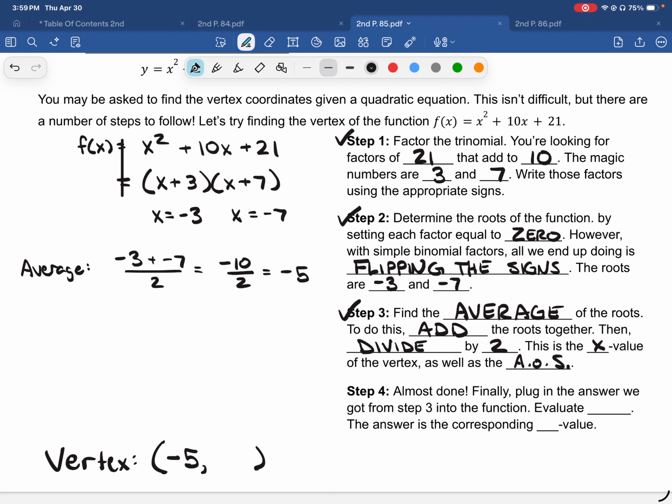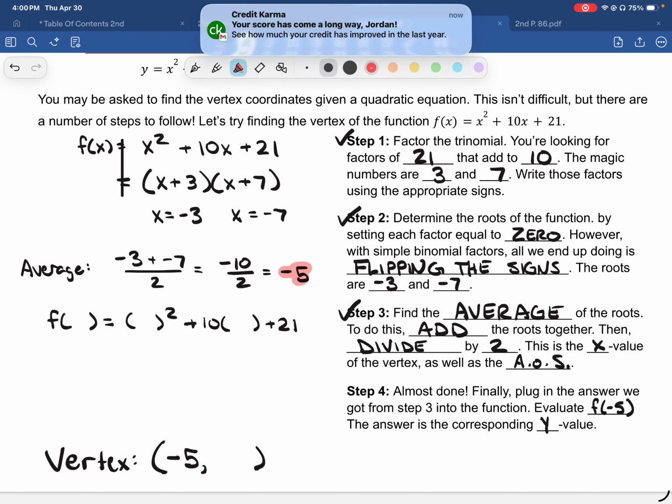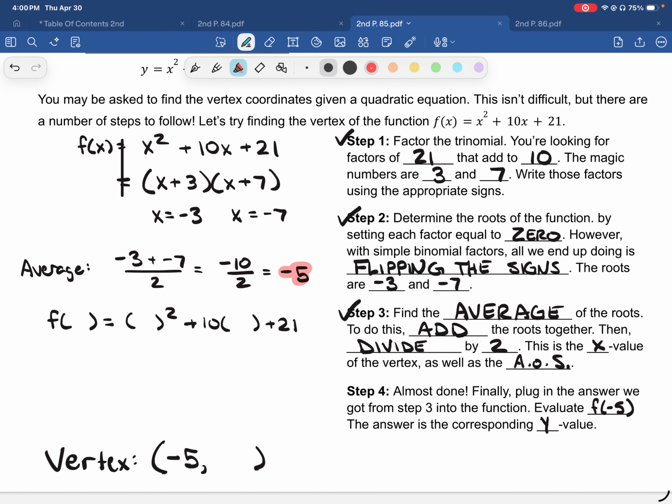That's step 3. Step 4, we're almost done. Finally, plug in the answer you got from step 3 into the function. So we're going to evaluate f of -5. Our answer is going to be our corresponding y value. So we have f of x equals x squared plus 10x plus 21. Well, I'm going to take this -5 and plug it in down here.